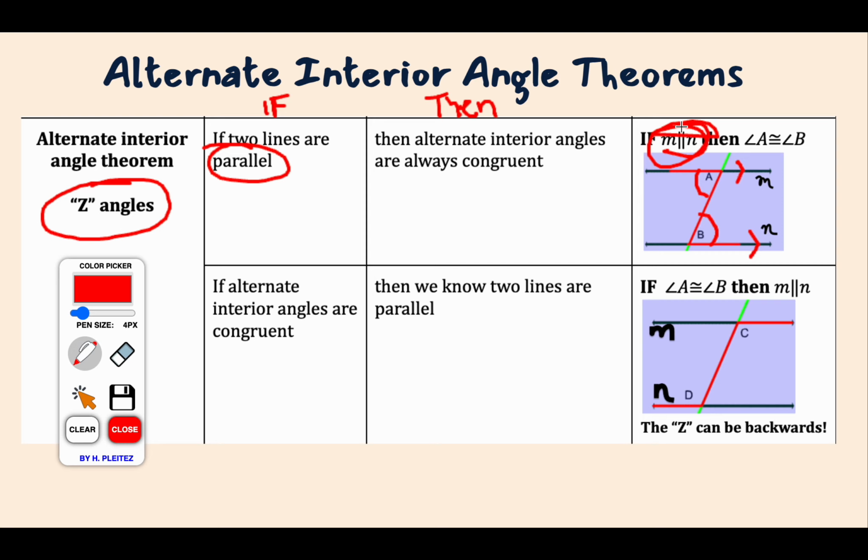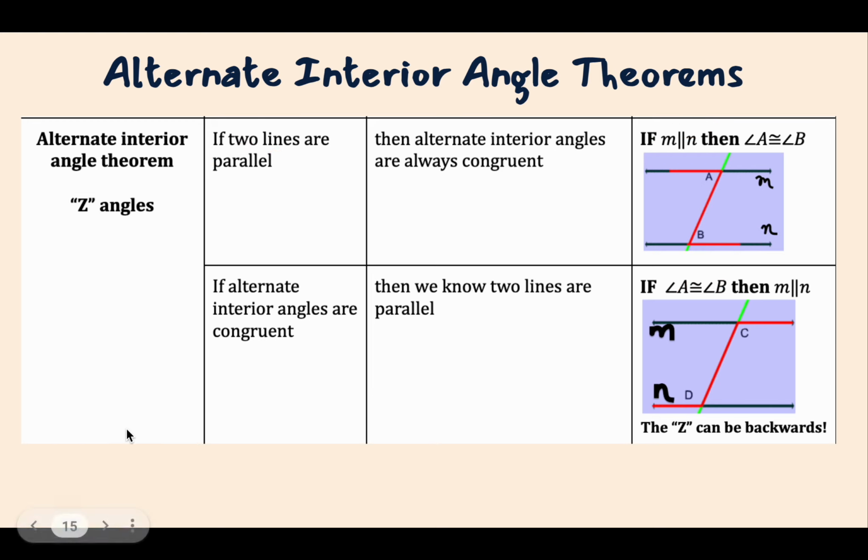The other piece says if alternate interior angles are congruent, then we know the two lines are parallel. So these theorems go back and forth. In the first one, if we're given the parallel lines, then we can conclude that the alternate interior angles are congruent. But also the second way, if we're given that the alternate interior angles are congruent, then we can conclude that the lines are parallel. So in this case, and this should say D and C, if angle D is congruent to angle C, then we know that M is parallel to N.